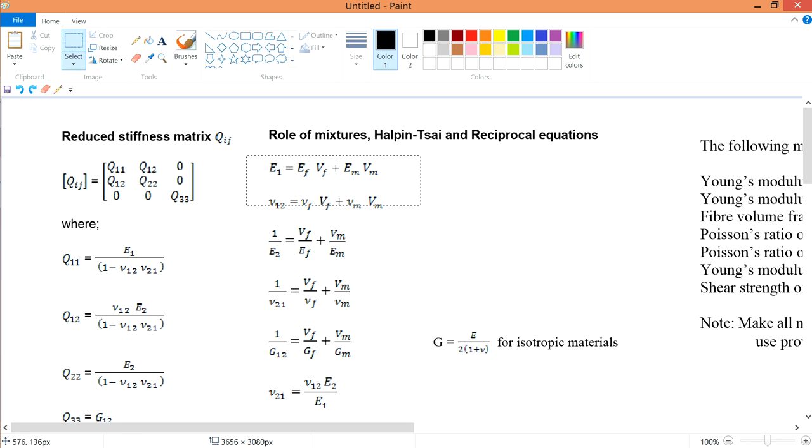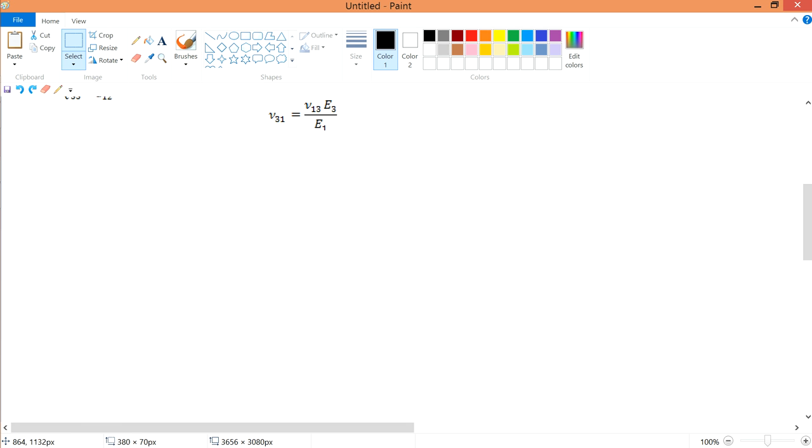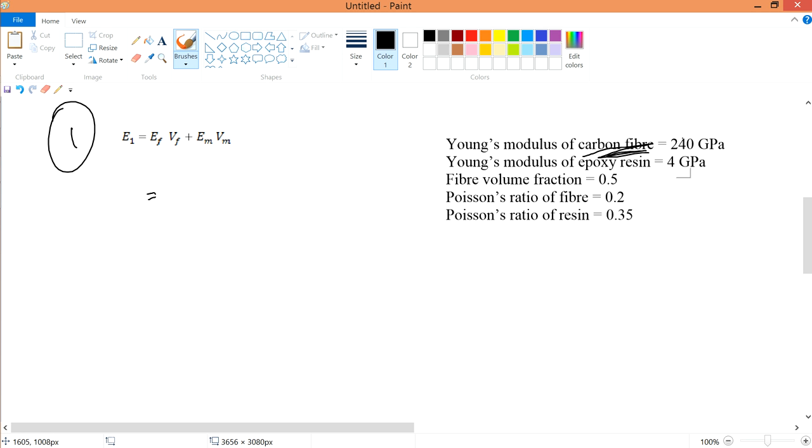I'll plug this equation in here. E1 equals the Young modulus of your fiber. It's given that the Young modulus of your carbon fiber is 240 GPa, multiplied by the volume fraction of your fiber, which is 0.5, plus the Young modulus of the matrix or your resin, which is 4 GPa, multiplied by your volume fraction of your matrix.